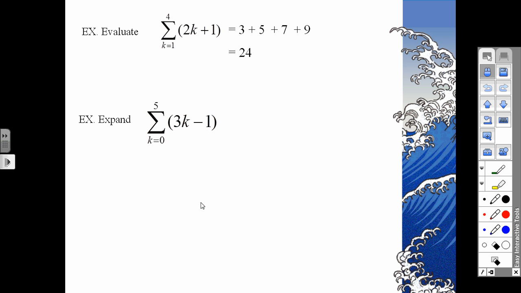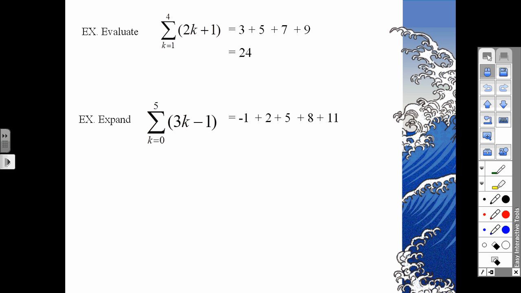All right, next one. We have the sigma, but this time k is equal to 0. That's where we're going to start. And we're going to go all the way up to 5. So if we plug 0 in for k, what's going to happen is that's going to give us the very first term of our series. It doesn't give us the 0 term. It gives us the first term. So when we plug that in, we get -1. But then we plug in 1 for k, because we increase k by 1 each time. That will give us the second term. So we get 2. And then we plug in 3, we plug in 4, we plug in 5.